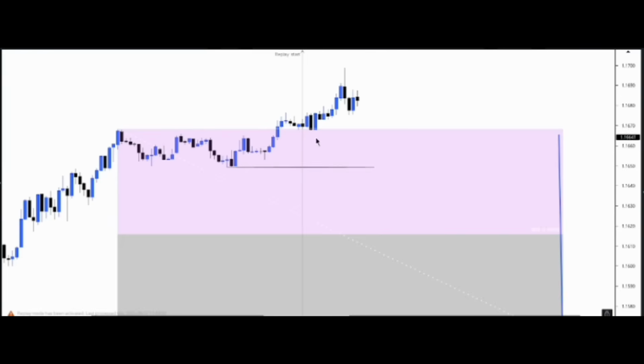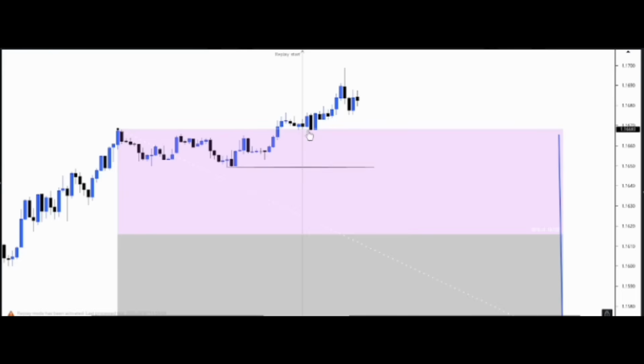Okay, some of you will consider this as inducement. I don't consider this as inducement. Why? I want to see a swing. A swing is a 3 candle formation. For example, let me show you what a swing is. Look at this. This high is higher than this previous candle's high, and it's higher than the next candle's high. Okay, this 3 candle formation is what produces a swing.